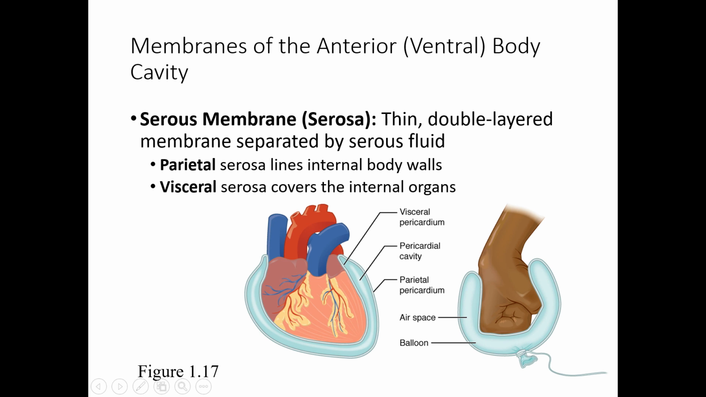When we're talking about our heart, the visceral portion is called visceral pericardium. So that is the layer of visceral pericardium. It's sitting right on the heart wall. The outer layer is called parietal pericardium. So, the outer parietal pericardium. Between them, there is the pericardial cavity filled with pericardial fluid.